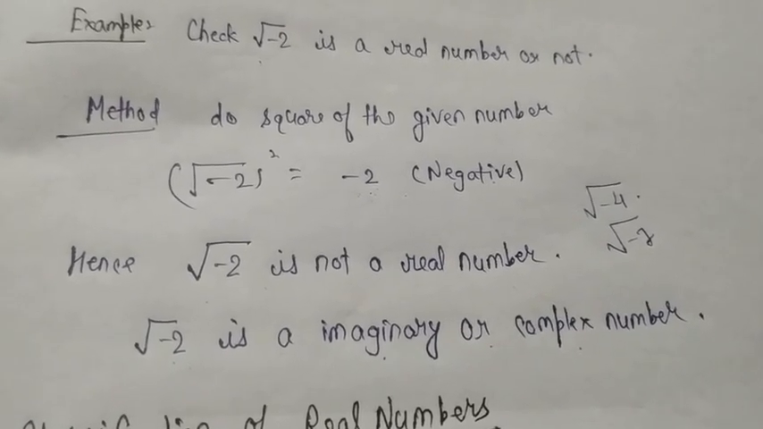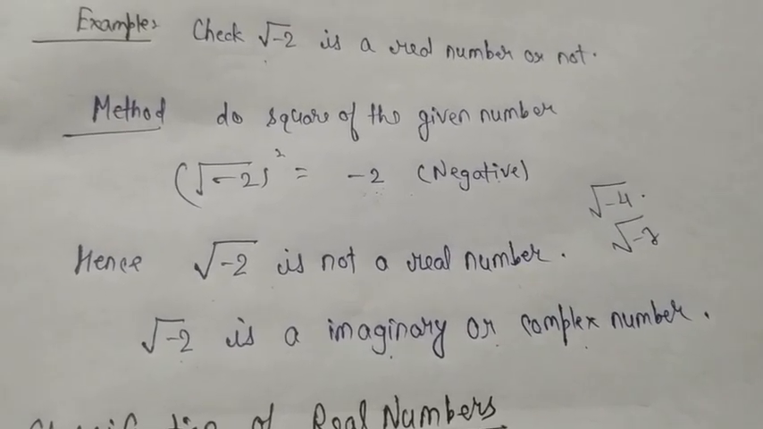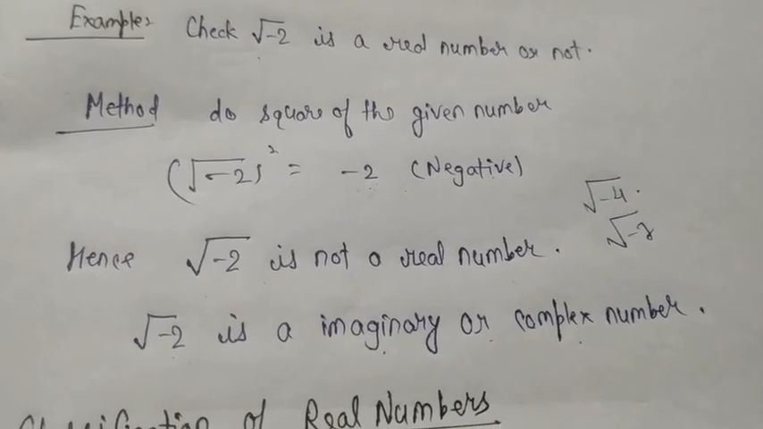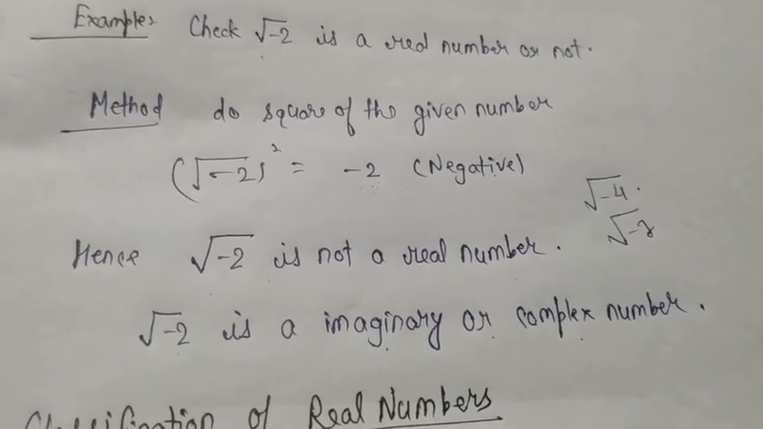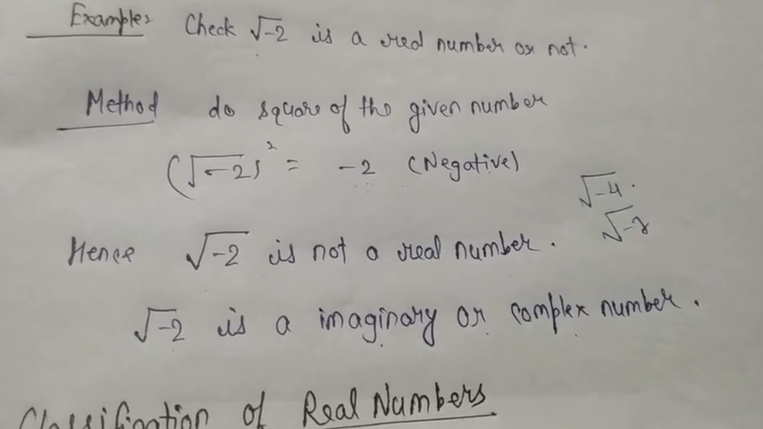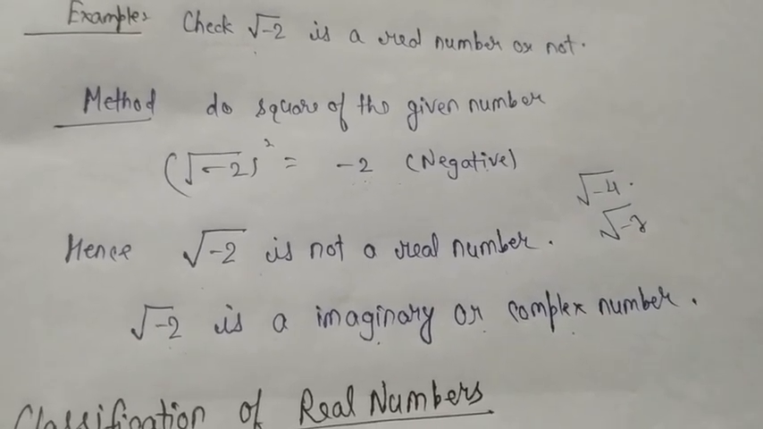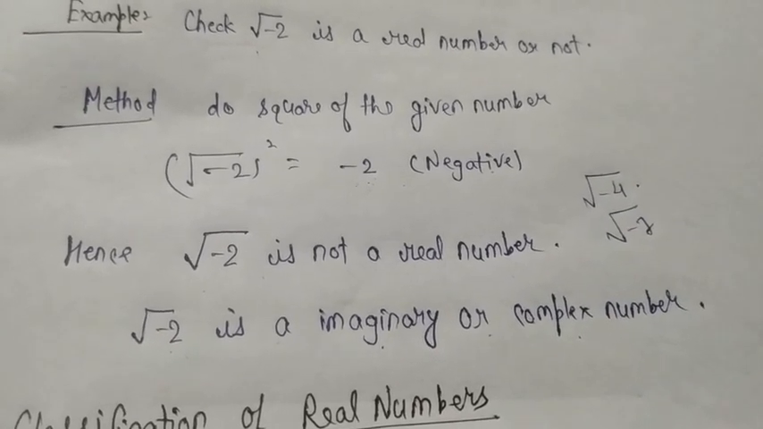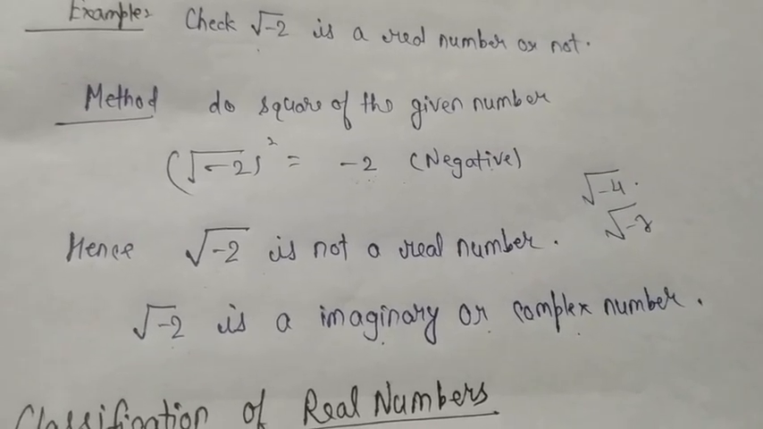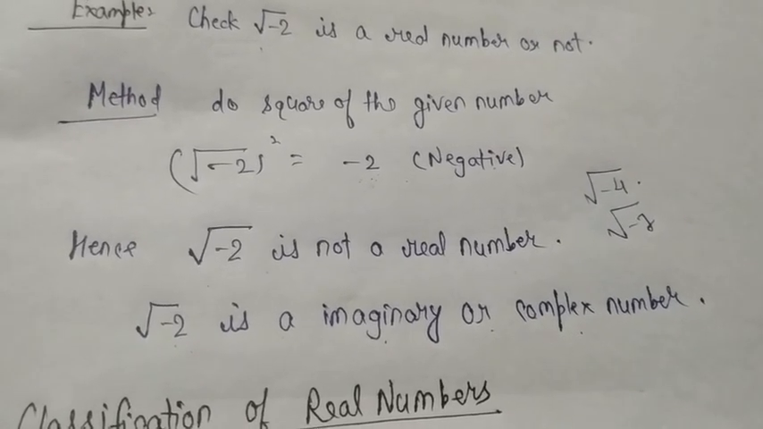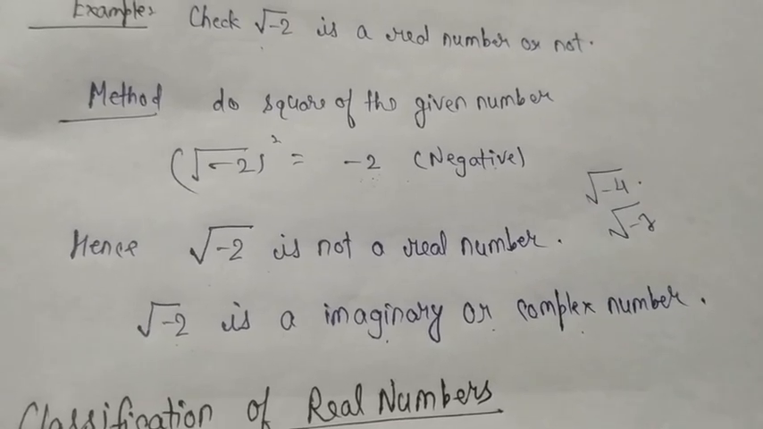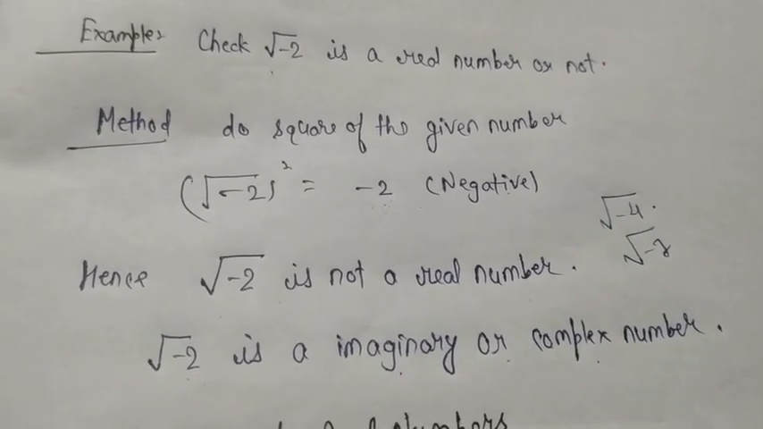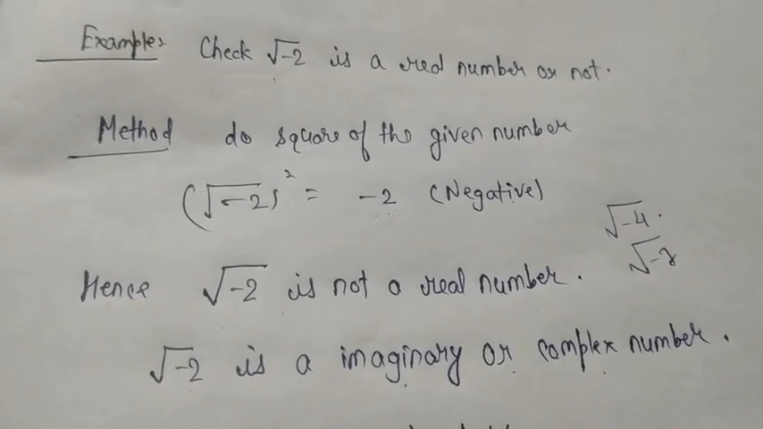See children, real numbers are integers also, whole numbers also, rational also, irrational also, fractions also. So whenever you have to answer whether 2 is a real number or not, just go through the properties of real numbers, check it and say the answer. Okay, after this point we will study the classification of real numbers.